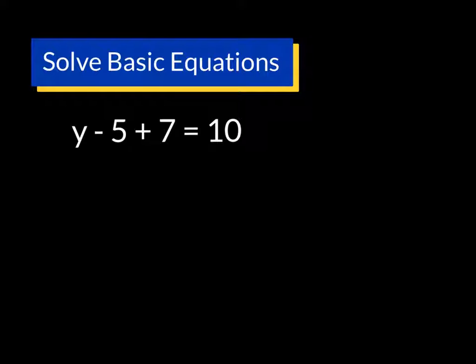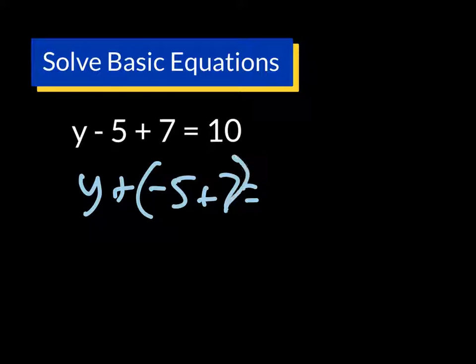In the next example, we have y minus 5 plus 7 equals 10. Now before we begin to solve this, let's group and combine like terms, because we're working with algebra. So we've got y plus negative 5 plus 7 equals 10. All right, so negative 5 plus 7 is positive 2. So we've got y plus 2 equals 10.